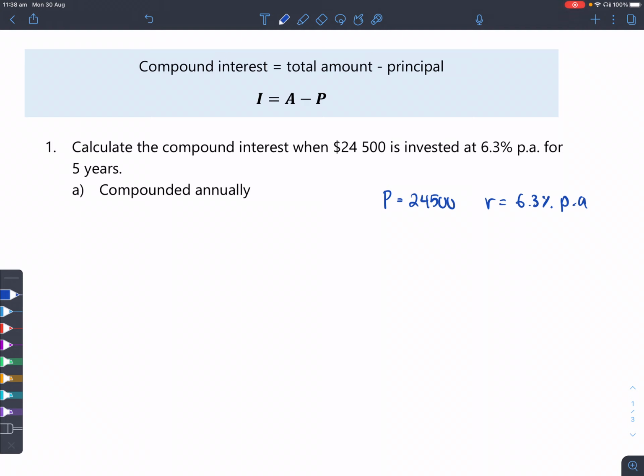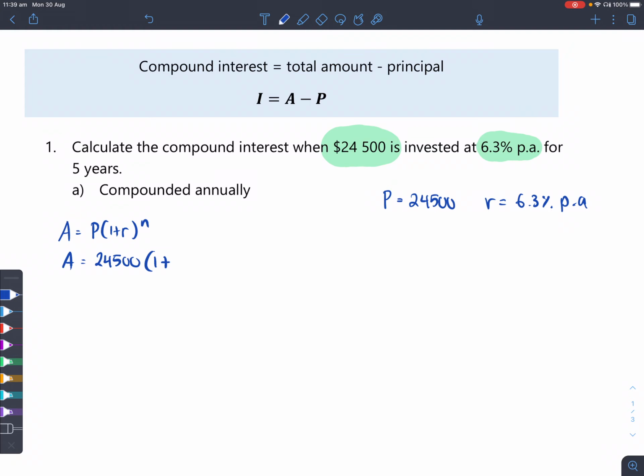Calculate the compound interest when $24,500 is invested at 6.3% per annum for 5 years, compounded annually. So we firstly use A equals P bracket 1 plus R to the power of N. And our principal in this case is this value here, whereas this is our percentage. So we're going to write 24,500 times 1 plus the rate.